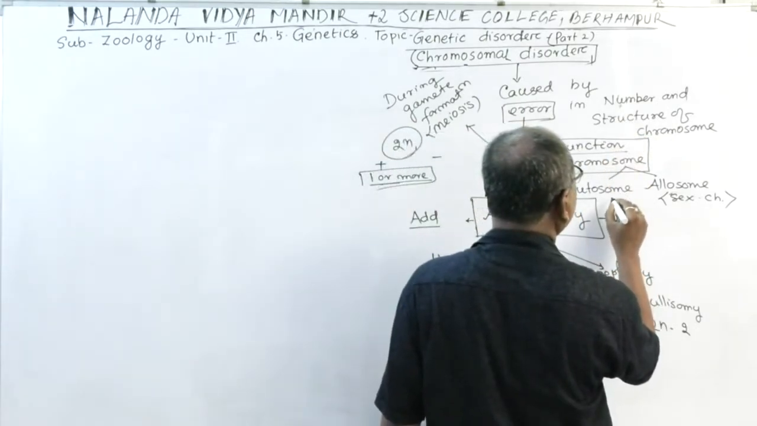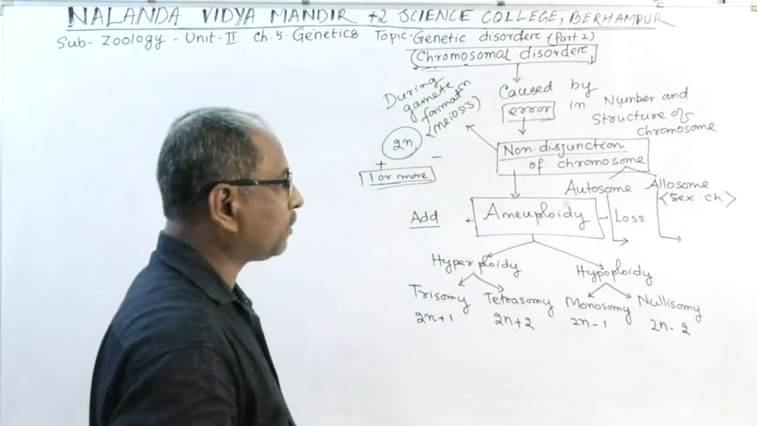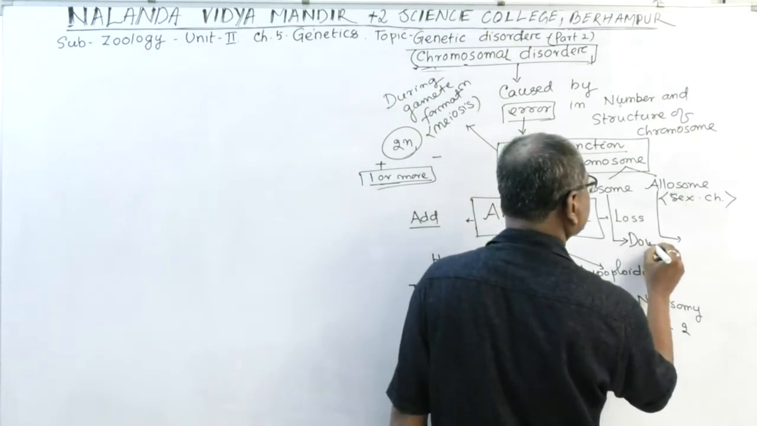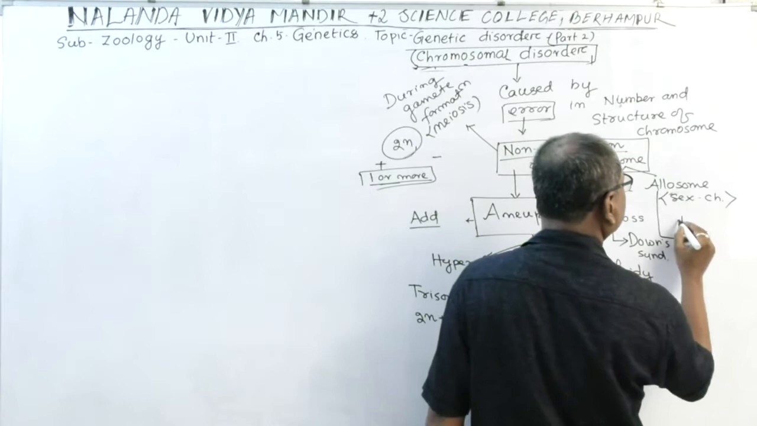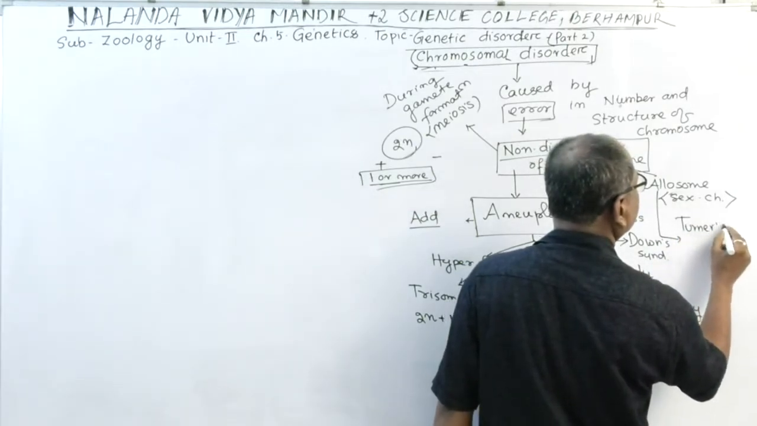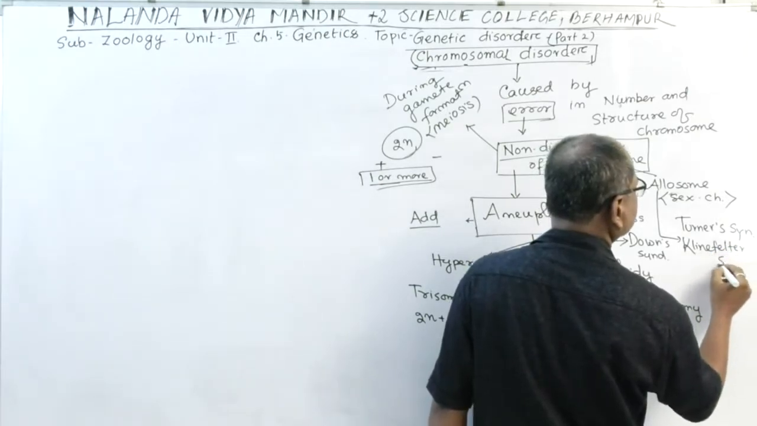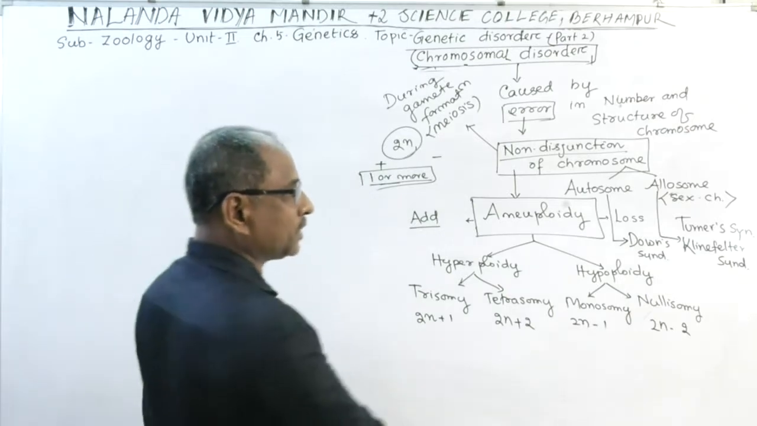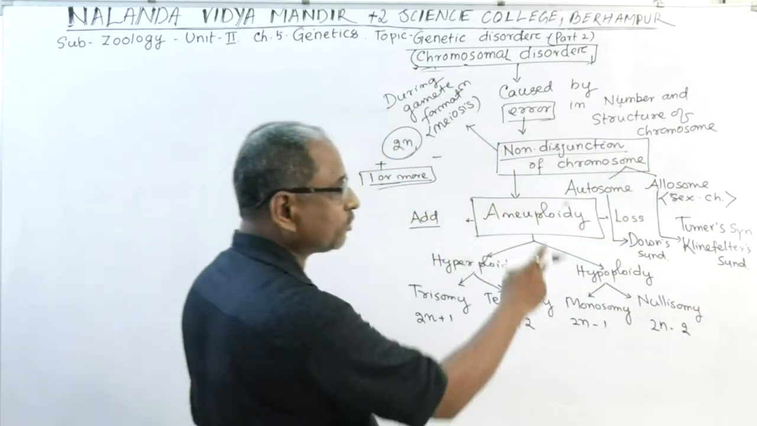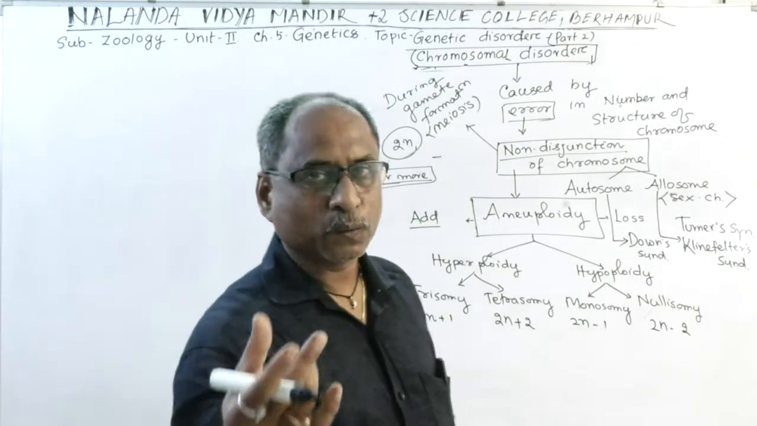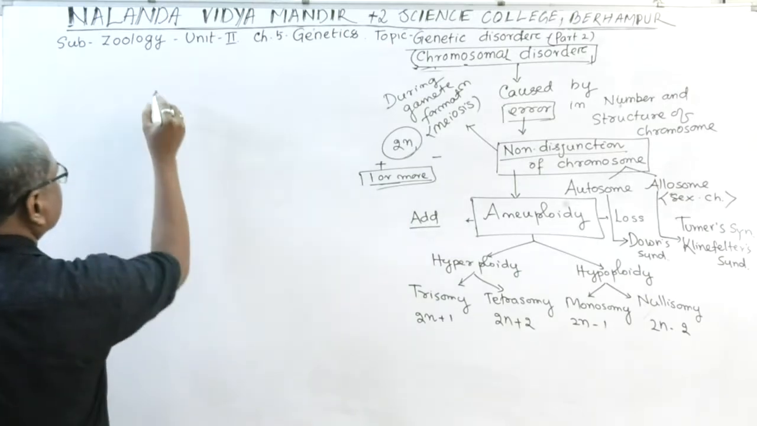The chromosomal disorder may be autosomal or allosomal. The autosomal disorder is Down syndrome, and allosomal disorders are Turner syndrome and Klinefelter syndrome. These syndromes are formed by the fusion of abnormal gamete with the normal gamete. Then I am going to discuss about the Down syndrome.